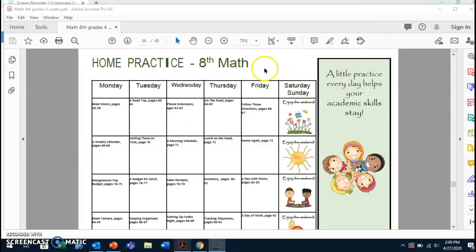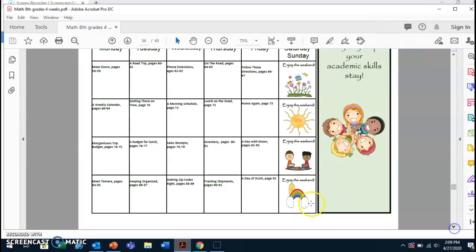Hello guys, for today we are going to be working on math. So locate your calendar and look for Friday's assignment. I know we are Tuesday, but we don't have our new packets yet. So we're going to work on this particular assignment, a day of work, page 92.